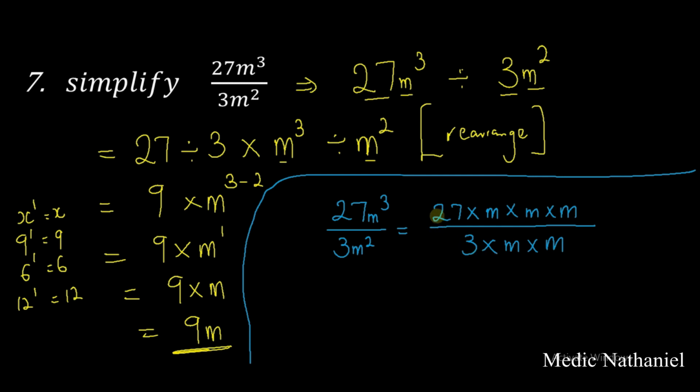So you can decide to start cancelling from here, as in 3 here will give you 1, 3 here will give you 9. And m will cancel m, this m will cancel this m. So what you're having remaining is what? 9 times m, which is equal to 9m. So this is what you still have here as your answer. So if you do it like this, you are correct. If you also do it like this, you're also correct. But this is a more systematic way of doing it.